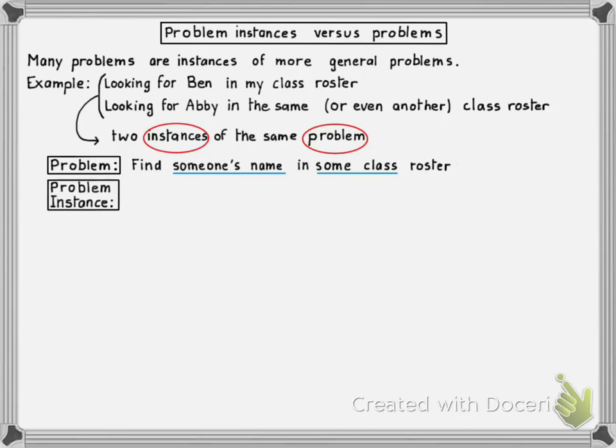Once I give a specific value for the variables in the problem, I get what's called a problem instance. So if I assign the name Abby to someone's name, and I assign CS221 to some class, then I get a particular instance of that problem.